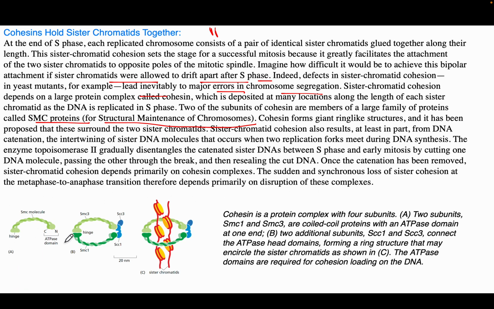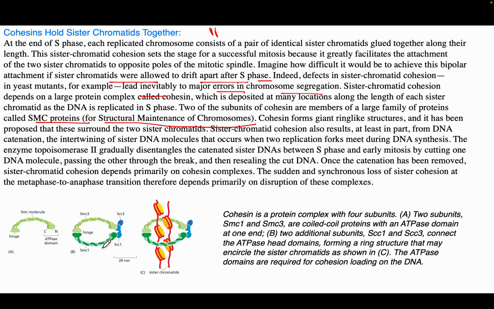So this is the SMC molecule in this protein. You can see this is C terminal, N terminal. This is basically the ATPase domain. It has a hinge. So the proteins that SMC molecules consist of are SMC3, SCC3, SCC1, SMC1. There is a hinge, you can see. So they hold the chromatids like that. So it is a protein complex with 4 subunits.